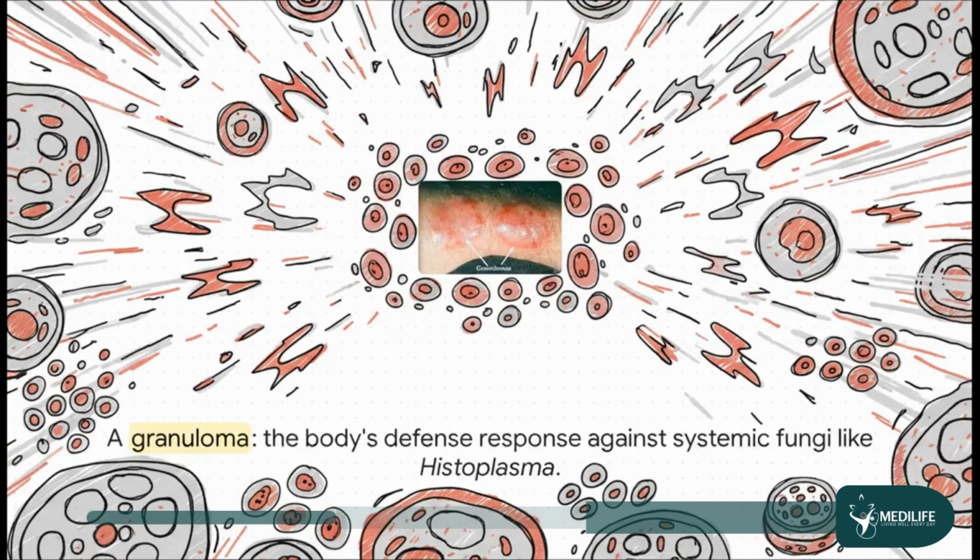So what does it look like when the body is fighting a war against an internal invader like histoplasma? It looks like this, a granuloma. This isn't just a little inflammation. This is an all-out battle where your immune cells are literally building a wall to try and contain the fungus. When you see this, you know the body is fighting a deep, serious invasion.